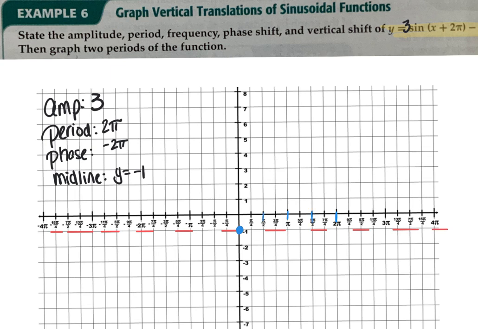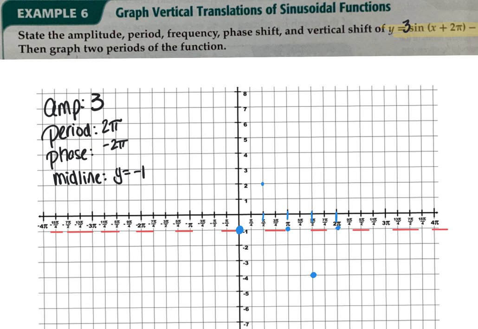My amplitude is 3. So I'm going to go 3 up from my midline, which is just positive 2. I'm going to go back to my midline for my halfway point, which is pi, which is at -1. Then for my 3/4, I'm going to go 3 away from -1 this way. That's -4. And then I go back to my midline.